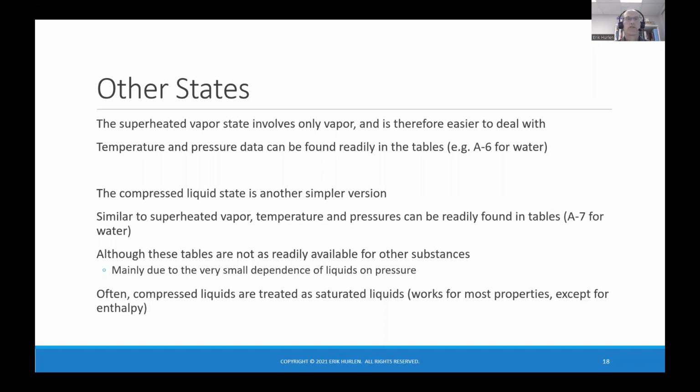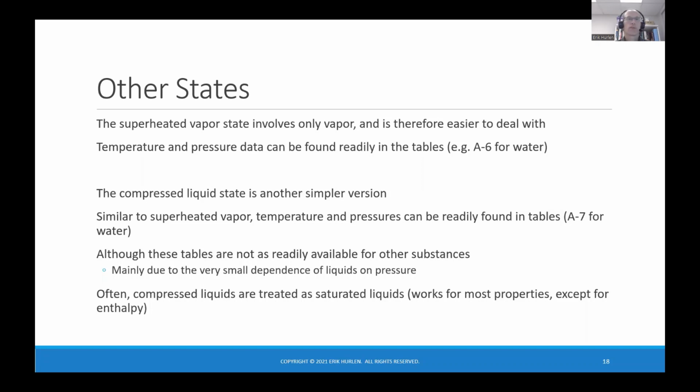In a sense, the saturated state is probably the hardest to deal with. The other states are easier since they only involve one phase. Temperature and pressure data can be found straight from tables for the superheated vapor state, such as A6 for water. Similarly, data for compressed liquids can be found, such as in table A7 for water.